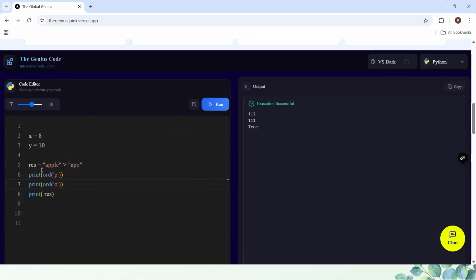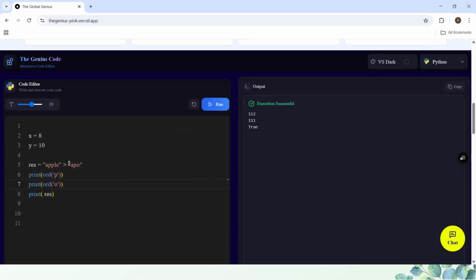So look at what happened here. The first letter A will be matched against the first letter in the other word. So A and A, both of them are equal. Since both of them are equal, it goes to the next letter, P and P, both of them are equal.